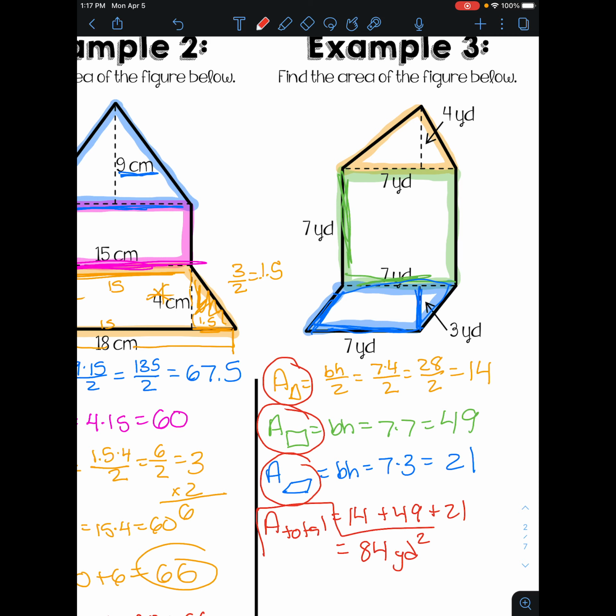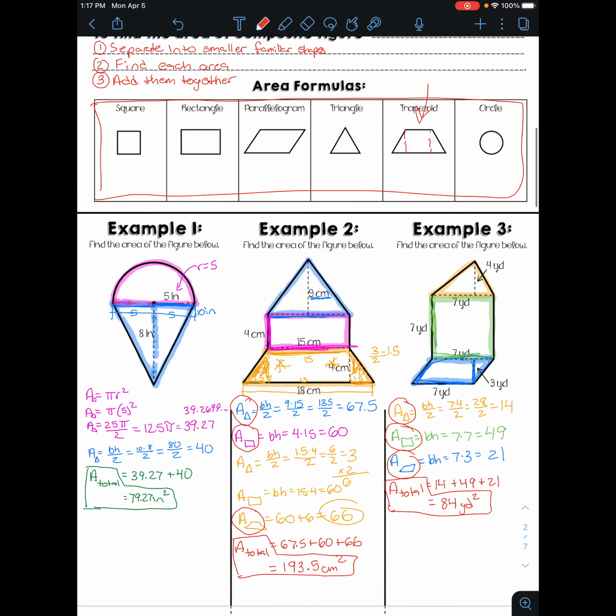And that, my dears, is how you find the area of composite shapes, or shapes that are made up of more than one shape. Colors are your friend. Be careful, make sure you write everything down, and just keep track of your work.